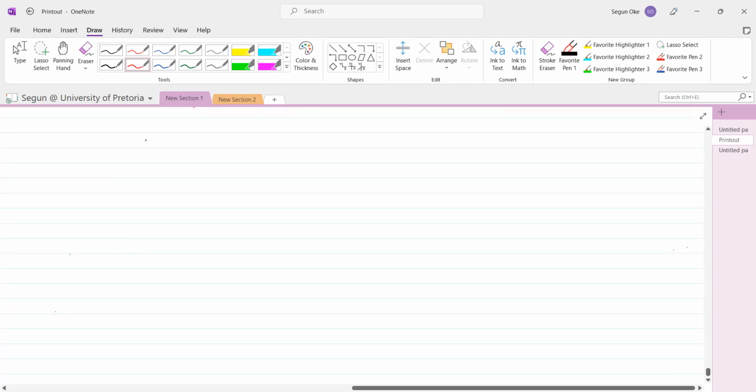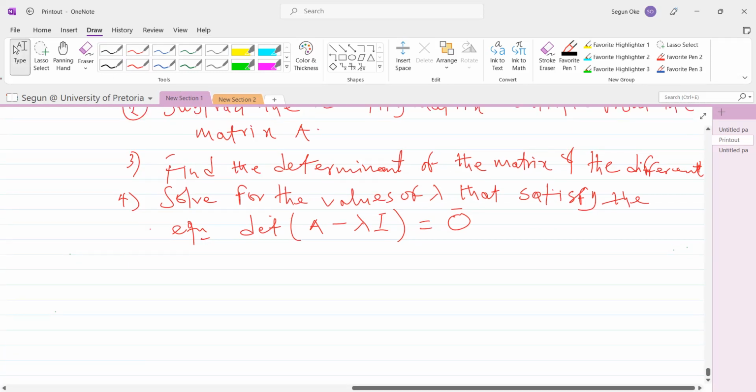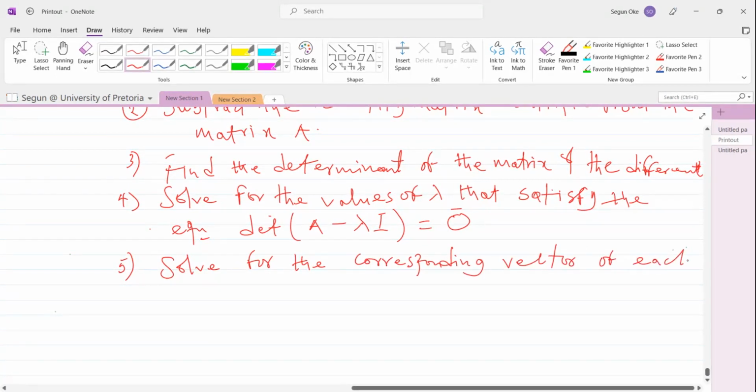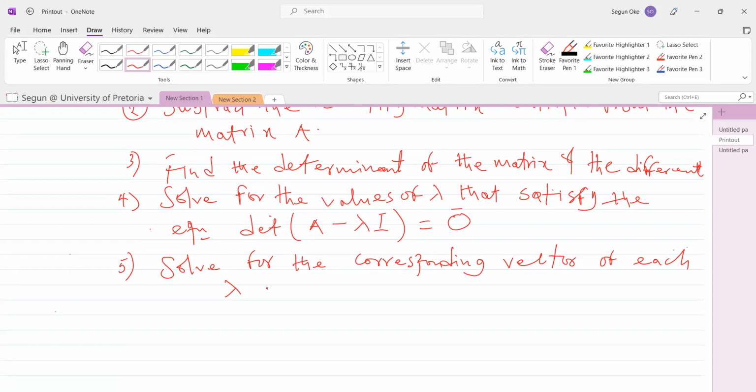Then the last but not the least, number five, solve for the corresponding eigenvector of each lambda. So these are the things we are going to embark on. If you can follow these steps, you'll be able to solve any question related to this.